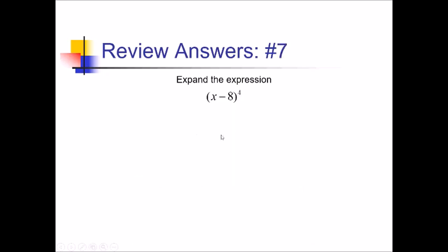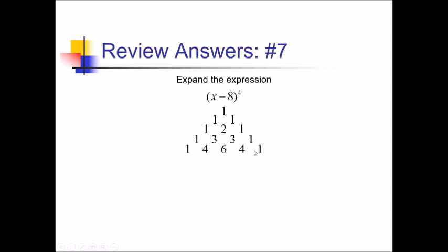For this problem, we're expanding x minus 8 to the 4th power, so we're going to use Pascal's triangle to 4 levels to get a shortcut formula for doing this. So here's level 0, level 1. Level 2, we've got 1, 2, and 1. Level 3, we've got 1, 3, 3, and 1. And now for level 4, we've got 1, and 1 plus 3 is 4, 3 plus 3 is 6, 3 plus 1 is 4, and then we have a 1 at the end there.